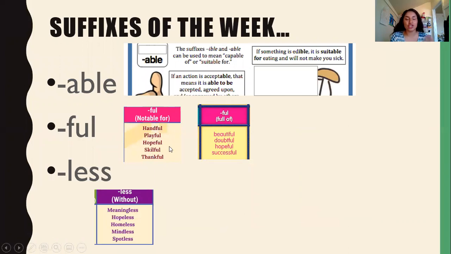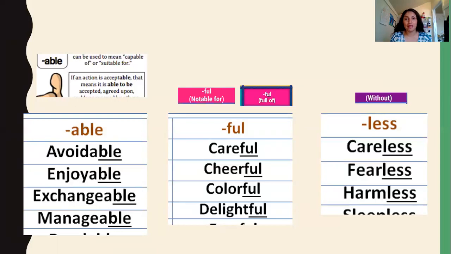Let's pretend there's a child at a park and someone says that child is a handful. We are saying that we are noticing that that child is mischievous, a lot of work, okay? Notable for. And less means without. This is probably the easiest one to remember, I think, because it just means without. So careless, it means without care. Fearless, without fear. Okay. Harmless, without harm.